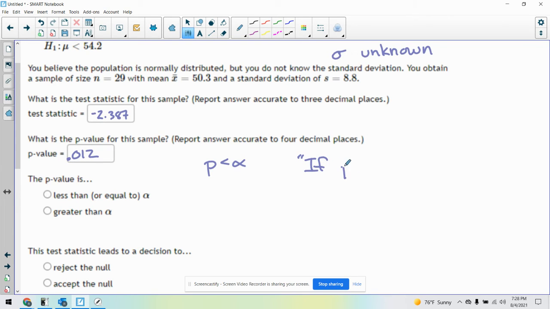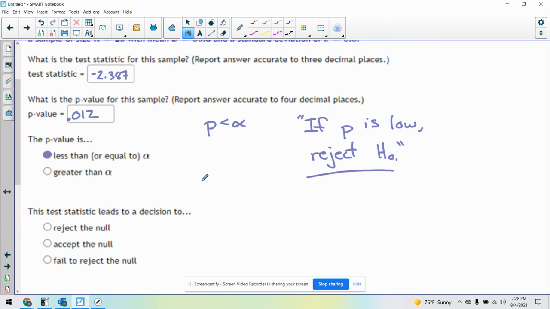If p is low, reject H0. So in this case, p is lower than alpha. P is low, so we reject the null. P is less than or equal to alpha. So since that's the case, p is lower than alpha, we reject H0. You never accept anything. Your answer is either going to be reject or fail to reject. So since it's lower than alpha, we reject H0, or the null.